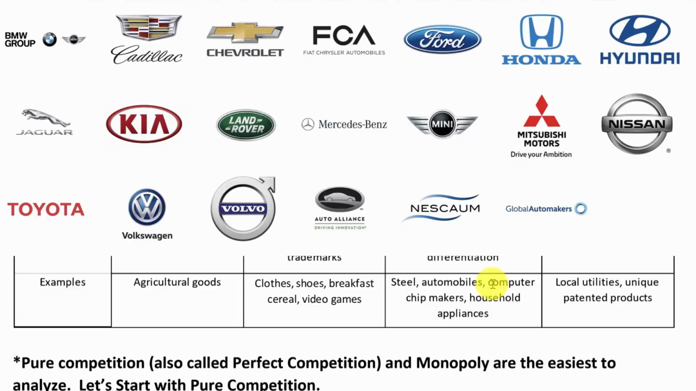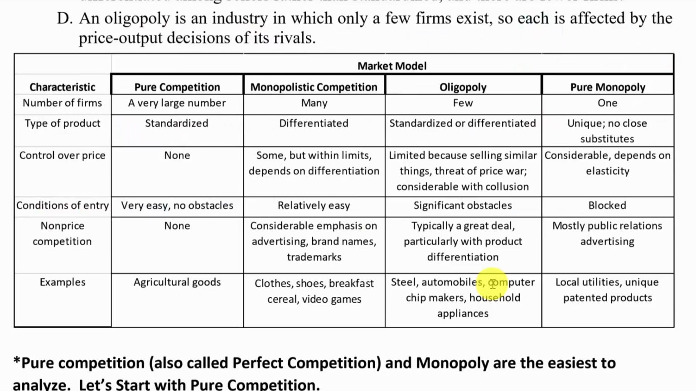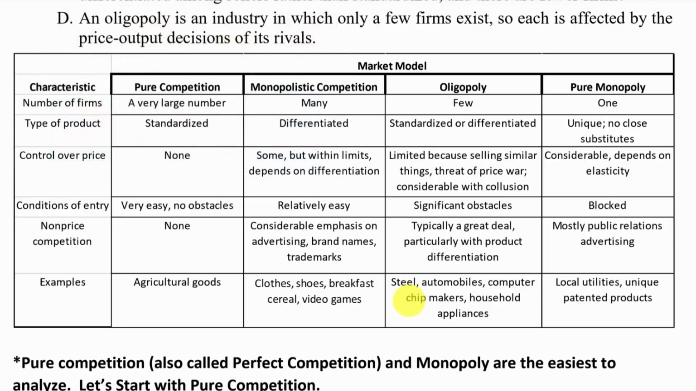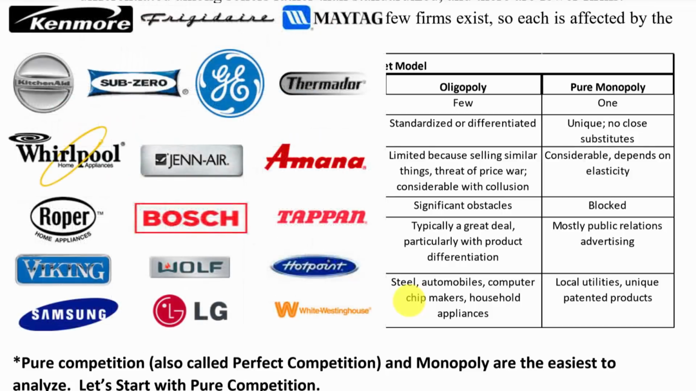On the other hand, these companies do invest a lot of money in truly differentiating their products with research and development, or at least in advertising to try to convince us that their products are different. So automobiles, computer chip makers, for example, processors for computers, there are only a few big companies controlling those markets. Also memory chips for phones and for desktop computers and laptop computers, there's only a few firms that control those markets. Also household appliances. Try to think about how many different companies make refrigerators and ovens and things like that.